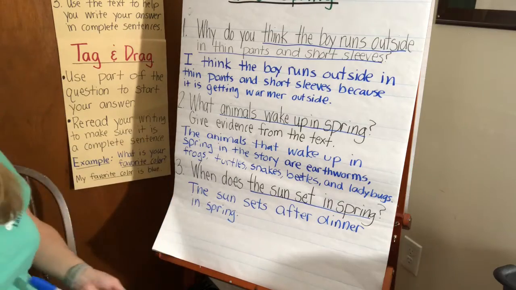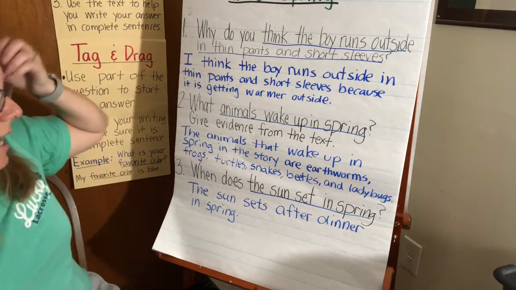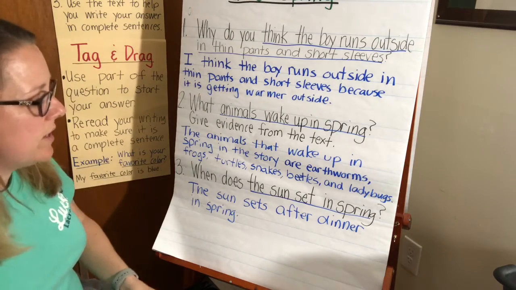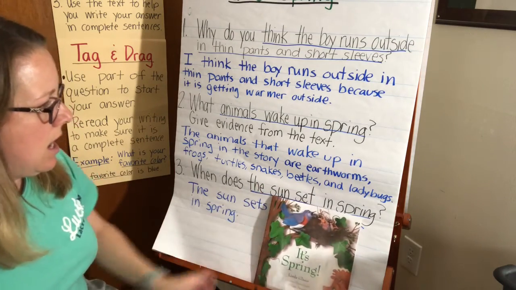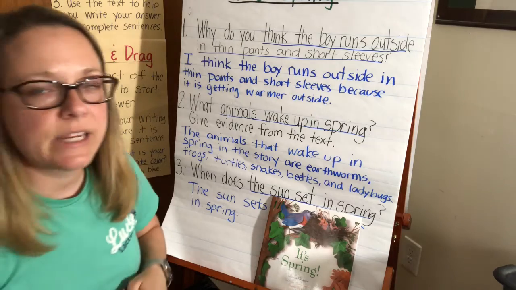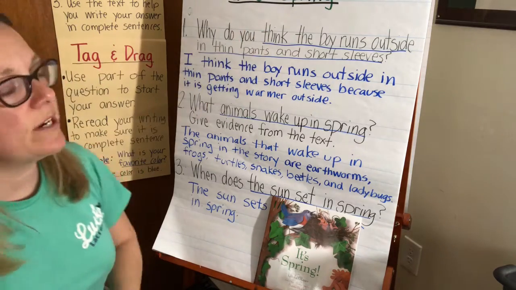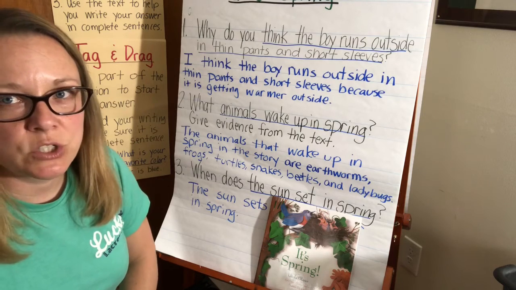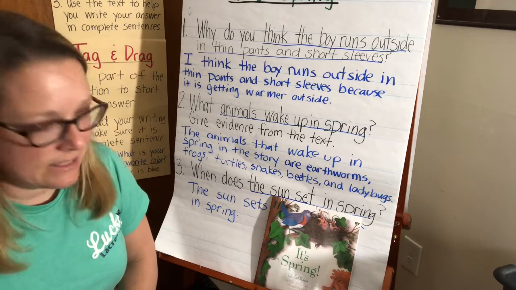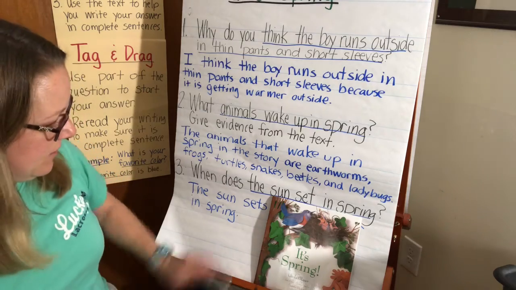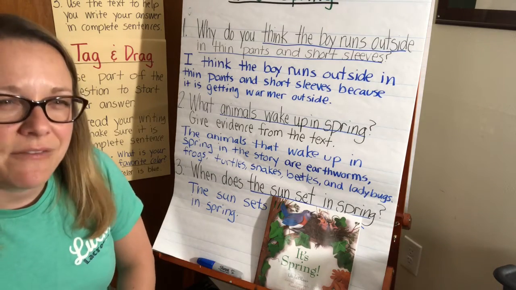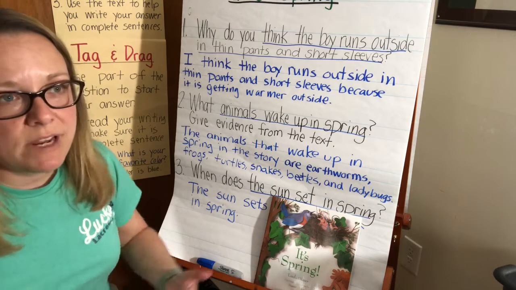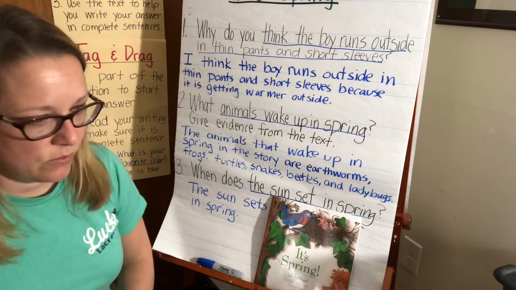I reread my work. I tried to use this chart to help me remember all the things that I need to do as a good reader and writer. So just remember, when you're tagging and dragging, you're using part of the question to start your answer. You're rereading your writing to make sure it's a complete sentence. And when the question asks you to find evidence in the text, it's okay to go back and read and reread as many times as you need to.